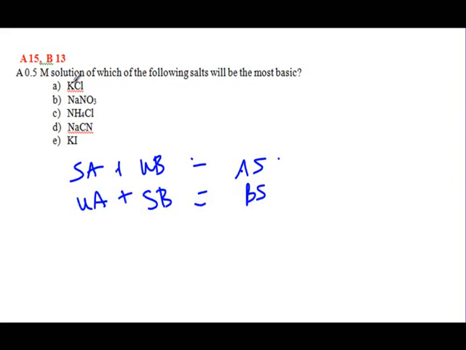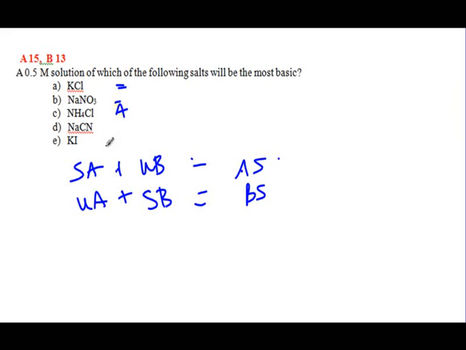This is going to be KOH, which is a strong base, and HCl, which is a strong acid, so that's going to come out neutral. I'm just going to put an equal sign. Sodium nitrate: sodium came from sodium hydroxide, a strong base, and NO3 comes from nitric acid, a strong acid, so this is also neutral. Ammonium came from ammonia, a weak base, and Cl must have come from HCl, a strong acid, so this is going to be acidic.